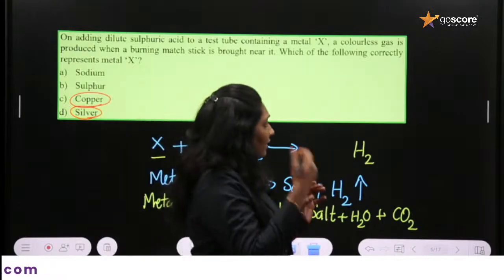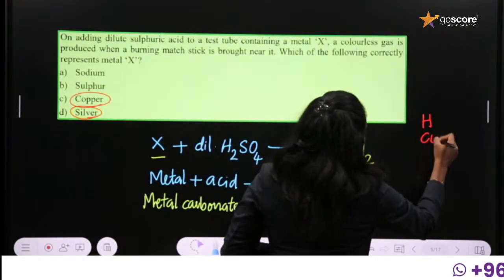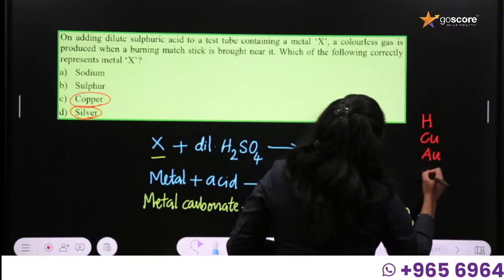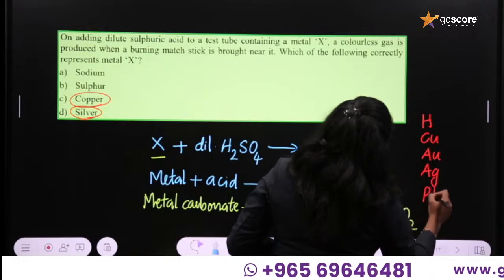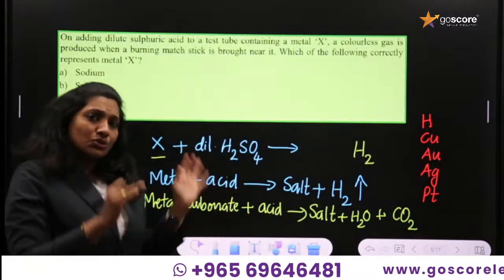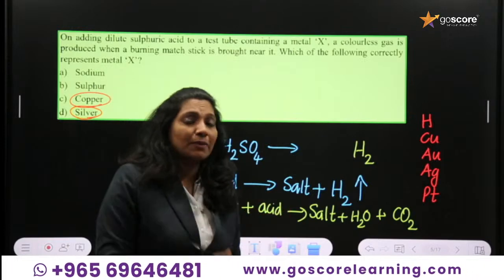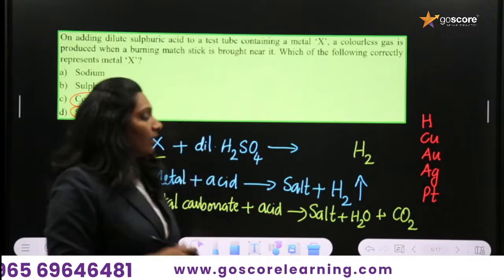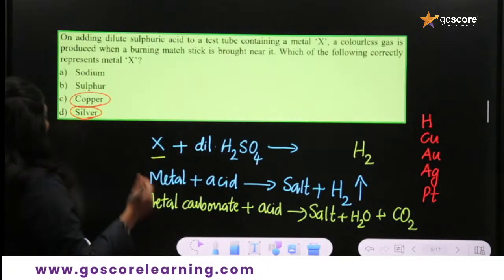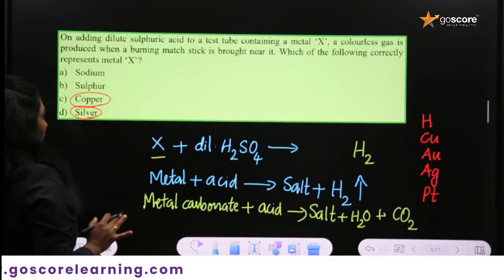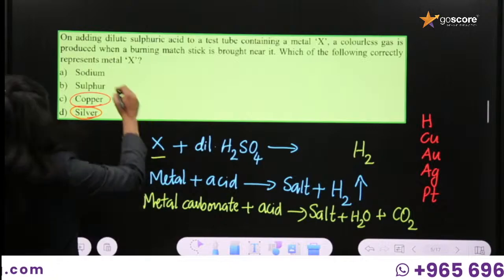So in the reactivity series, after hydrogen, copper, gold, silver, platinum, all these metals are coming, right? So these are all less reactive than hydrogen, so they cannot displace hydrogen, they cannot liberate hydrogen gas in the acid medium, right? So definitely copper and silver will not be the answer, and sulfur is a non-metal, right? So sulfur may not be the option.